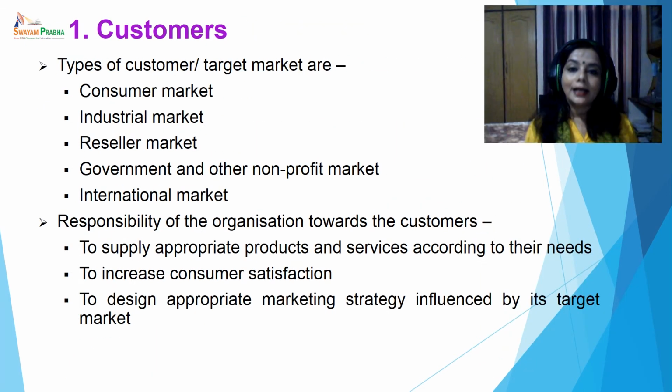The first micro environmental factor is customers. Now, customers can be categorized according to their type. The types of customers or target market are consumer market, where we are selling the products which are meant for the final or ultimate users, that is consumer. Industrial market, which are involved in production of goods and services for other organizations, so that is industrial market, because this is not for the final or ultimate customers.